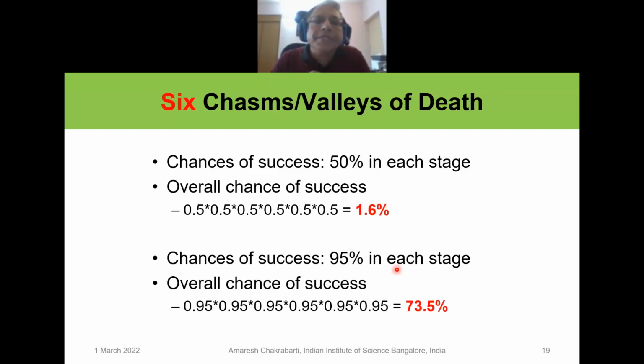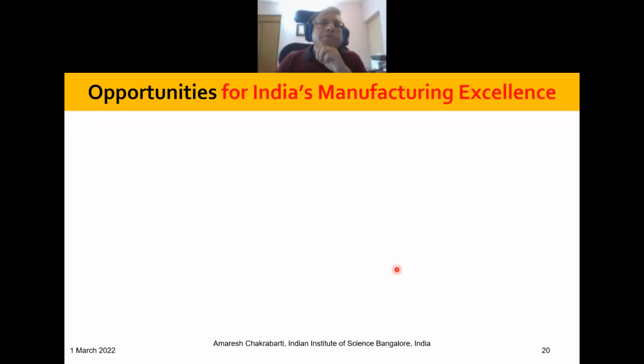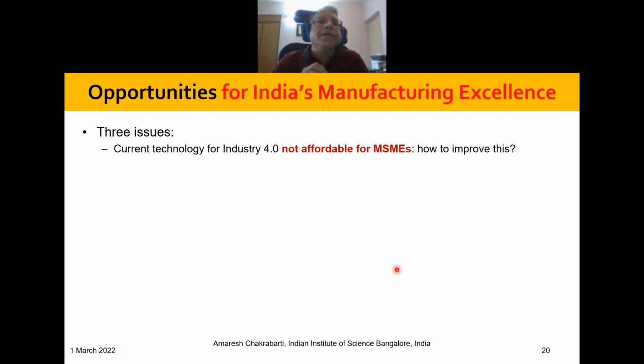If we have a 95% chance of success in each stage, then of course we get a decent output. That's roughly the level at which IISc and my department CPDM operates. Now, going back to the opportunities for India's manufacturing excellence, these are some of the points that I want to make, that there are three broad issues. Of course, there are more. I'm just talking about three. One is that the current technology for Industry 4.0 is not affordable for MSMEs. So this is an opportunity for us. How do we improve this?